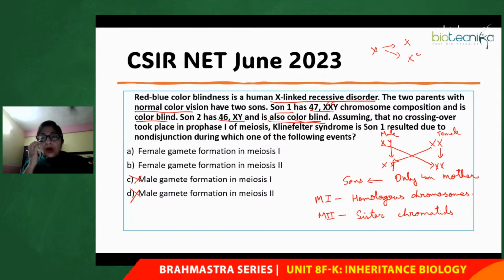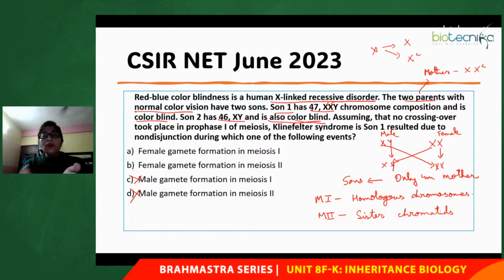Now the mother was heterozygous. So what was the mother's genotype? In this case, the mother's genotype was XX^c. So if the mother is XX^c and in son 1 both X^c chromosomes are coming, what does it mean? The sister chromatids are not getting separated, right?